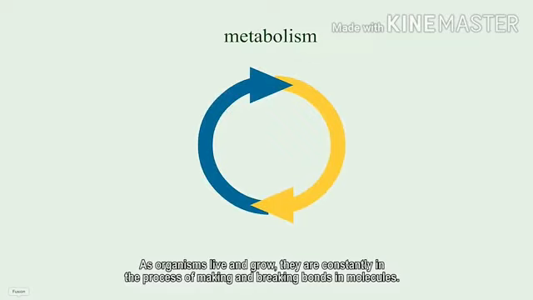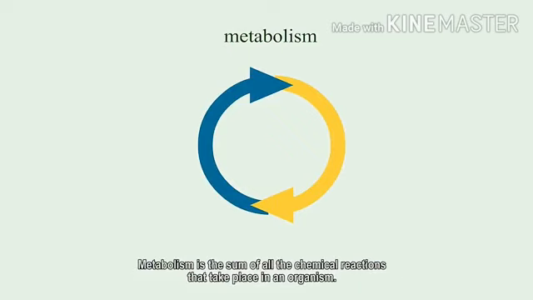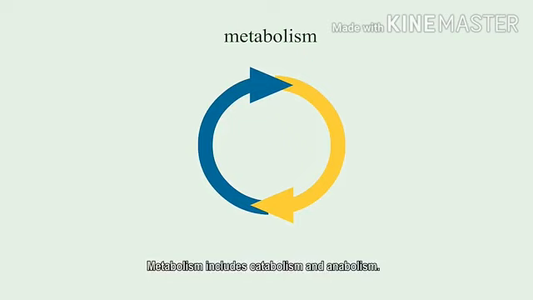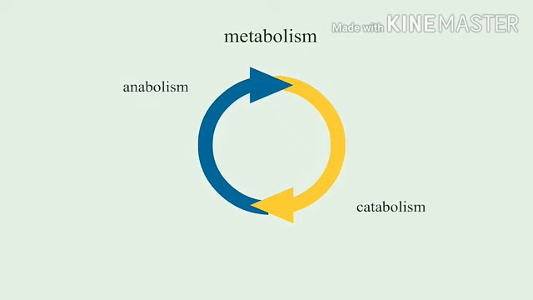Regulation of metabolism. As organisms live and grow, they are constantly in the process of making and breaking bonds in molecules. Metabolism is the sum of all the chemical reactions that take place in an organism. Metabolism includes catabolism and anabolism.